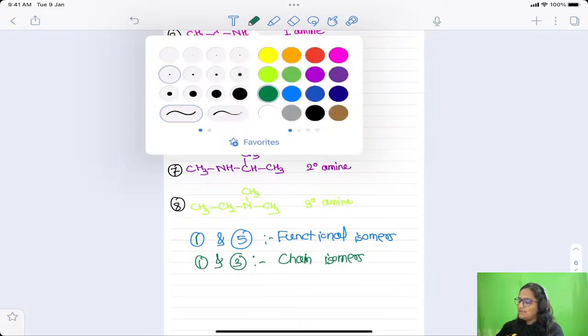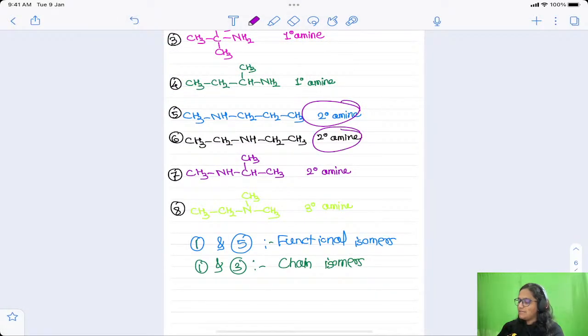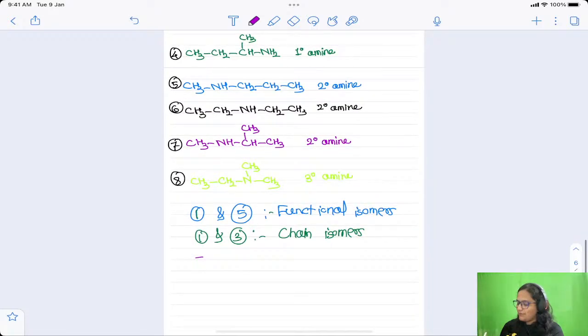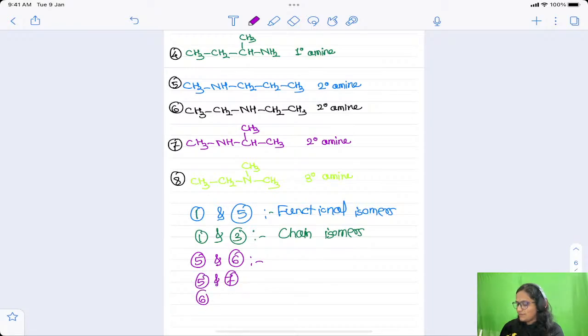Okay, now if they ask the relationship between, for example, structure number 5 and 6. In the case of structure number 5 as well as 6, secondary amines are present. Just these side chains are different, right? Structure number 5, 6, 5, 7, 6, 7, they are metamers of each other. I will write down 5, 7, 6 and 7. All of these are metamers of each other. Remember, all of these are metamers of each other.